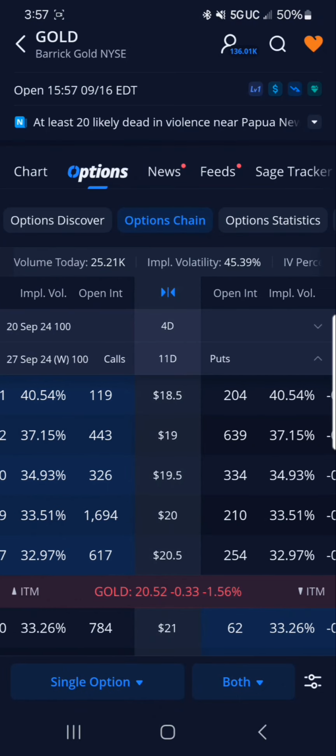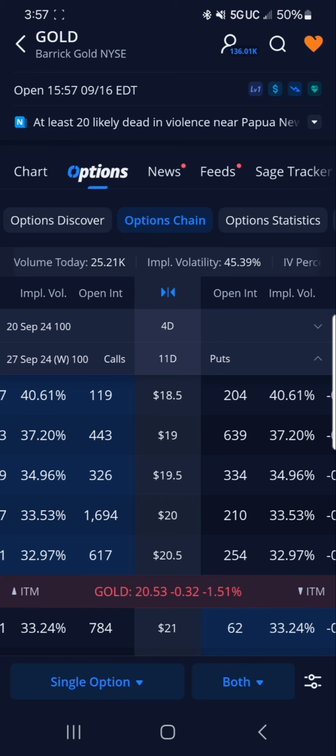Let's look at the open interest: 617 in the call, 254 in the put. The contract just above that, closer in the money, 1,600 people in the call, 210 in the put. The contract just below that, which is out of the money a little more, 784 in the call, 62 in the put. So this is looking really good.